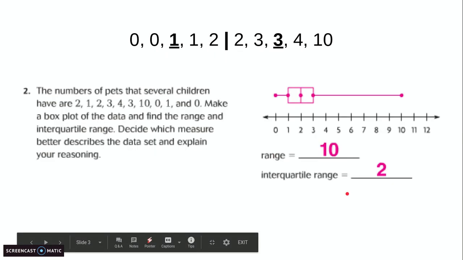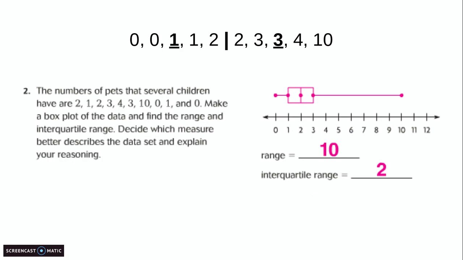Number 2, the number of pets that several children have. We want to make a box plot, find the range and the IQR, and then decide which measure of variability, the range or the IQR, is better. So first, before you make a box plot, you must order your data, which is what we have at the top here. This is our ordered data. You need to find the median, which is between the two 2's here. And that means your median is 2, and that represents this dot right here.